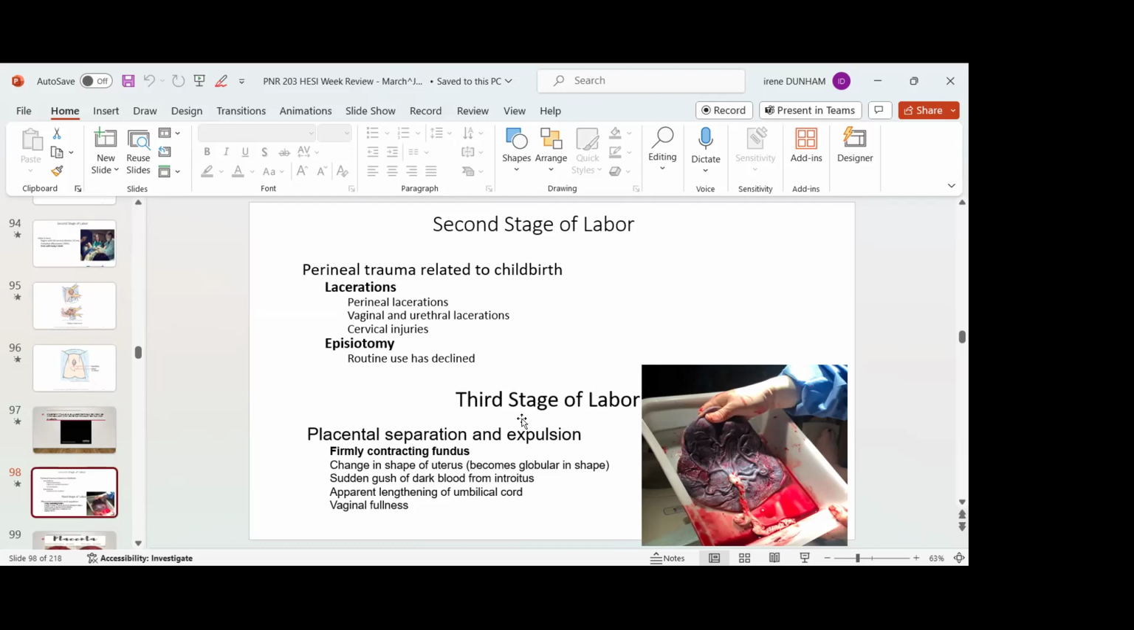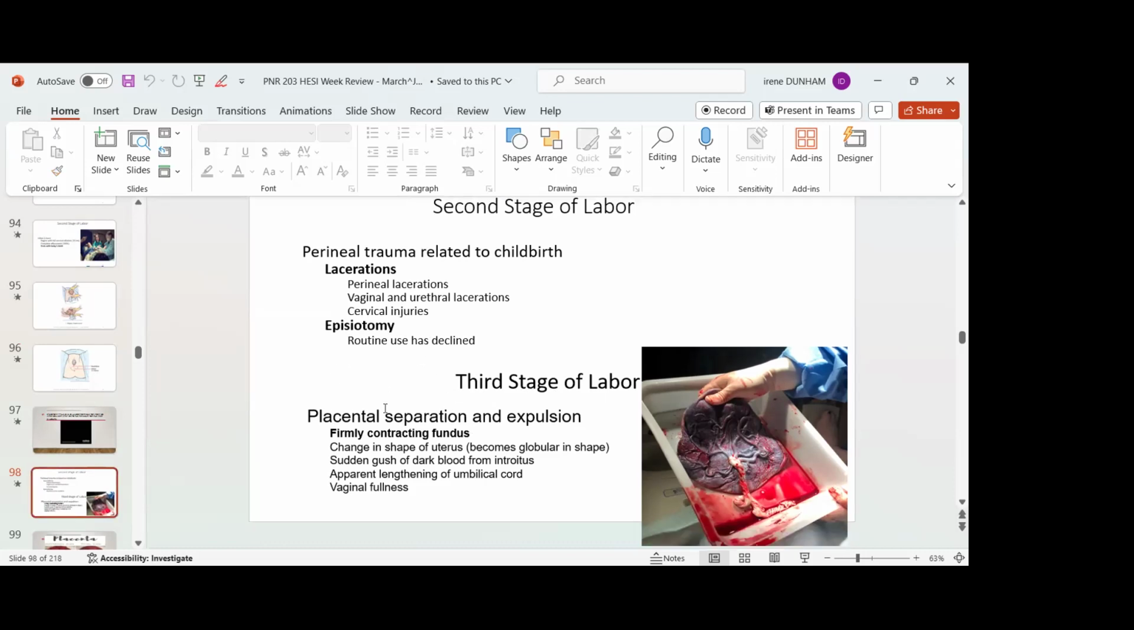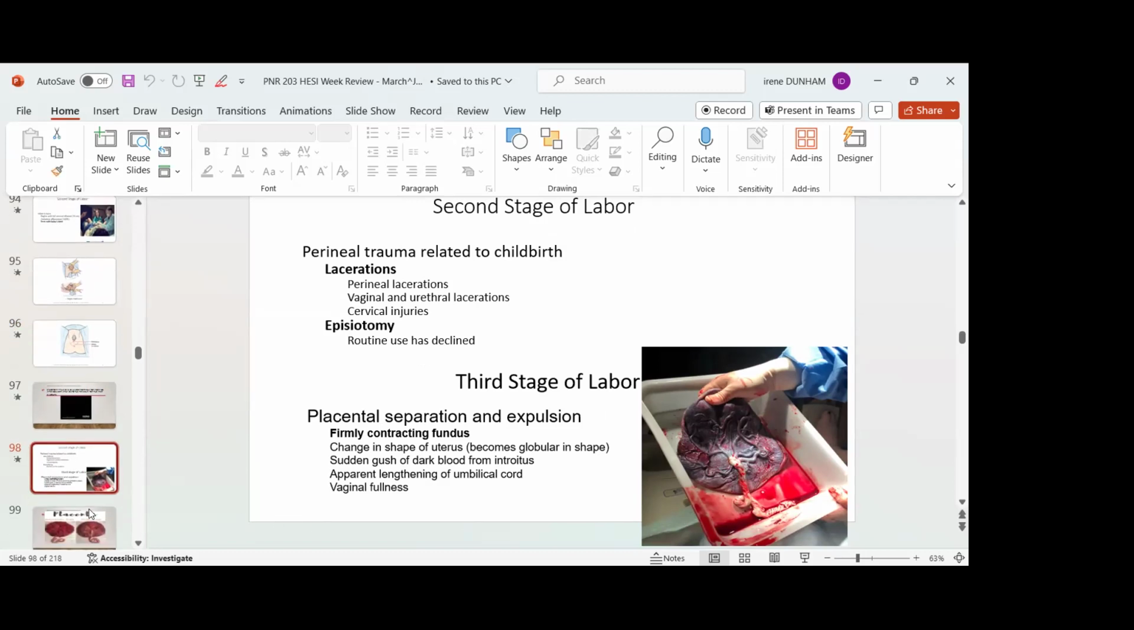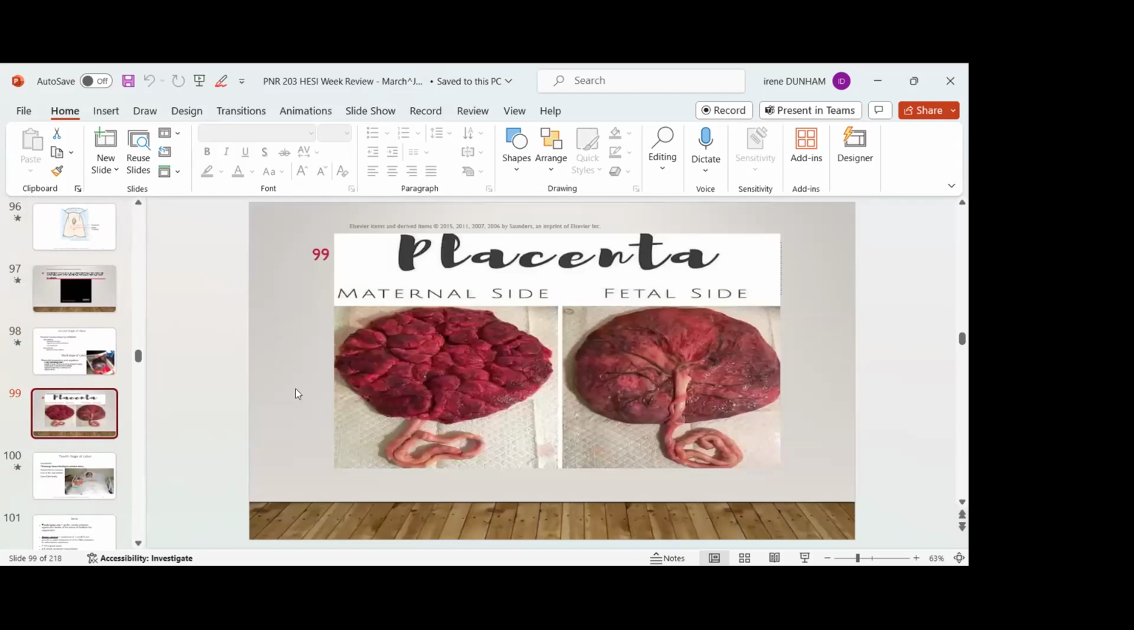And then you have the third stage of labor, which is the expulsion of the placenta. Just know what happens during each stage, okay? And the placenta, you can see, this is the shiny Schultz. That's the fetal side. You can see the cord coming out, okay? I have a nice picture right here.